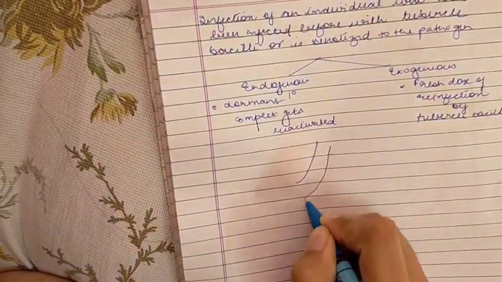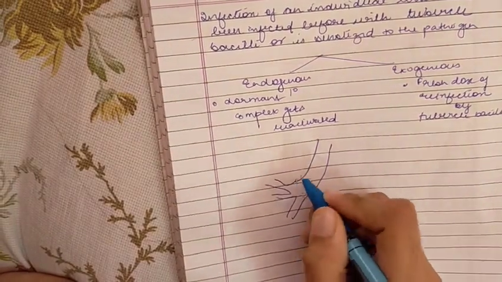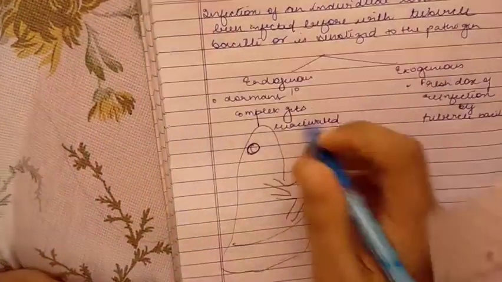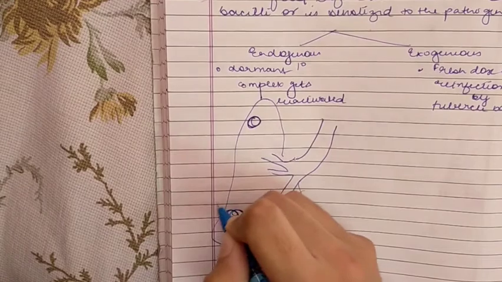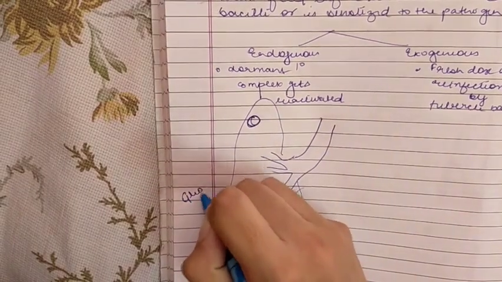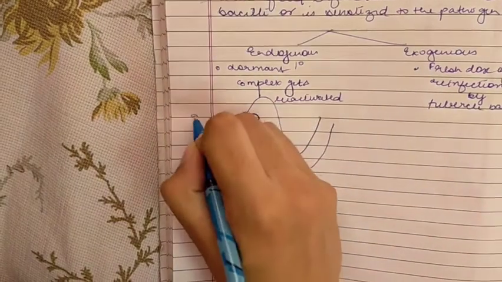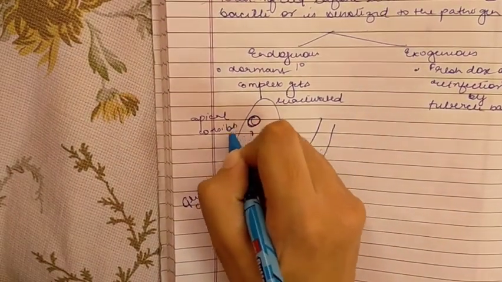Suppose this is the bronchus, these are the bronchi. Then we have the lung here. Suppose there was an apical consolidation and we have a primary Ghon complex here. Okay, this is the Ghon's complex, and it went there and had an apical consolidation, that is, it got reactivated.